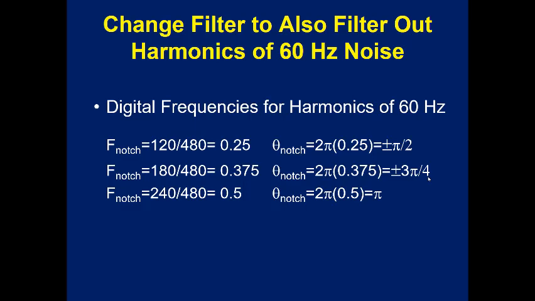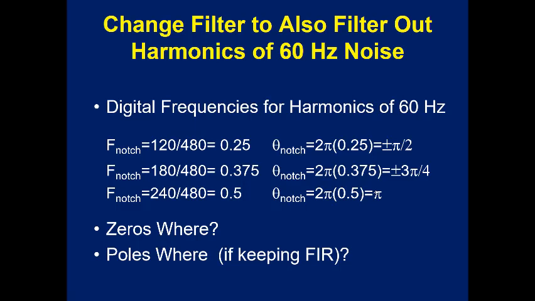Beyond that, well, we're above the Nyquist rate, so those are all the harmonics we can really eliminate in our system, the only ones we need to worry about. So we're going to need zeros in all these positions. We've got them at plus or minus a quarter. We're going to need them at plus or minus a half, plus or minus 3/4, and over there at pi.